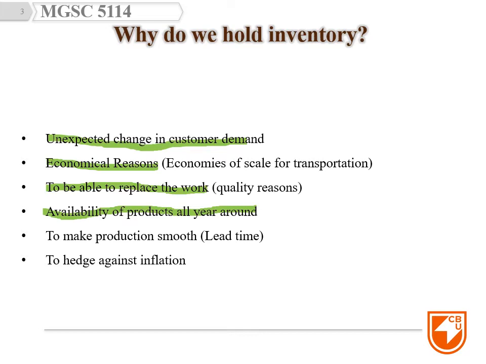The next reason is to make production smooth. So as you know, some products could be manufactured in different stations, and in each station there could be different operations. Some stations work very fast, some stations work a little bit slower. So we need to keep some inventories when the production rate is a little bit slower.